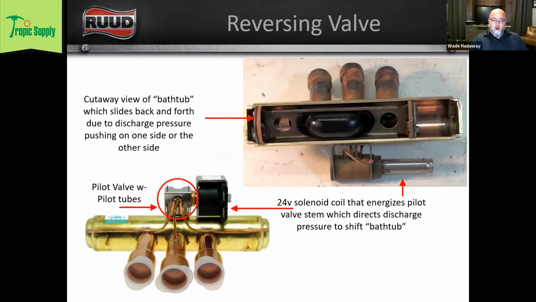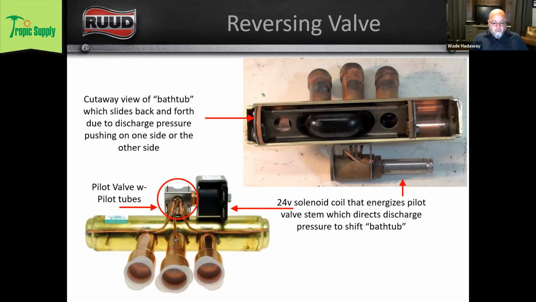You can sort of see that little dome that goes between the common suction, and I've got some other drawings of it. That's referred to as the bathtub, and that slides back and forth, and it either creates sort of an elbow or a loop between the center, which is, like I said, the common suction line, and either the right or the left. And depending on what mode it's in, that's going to be diverting or changing the flow of the refrigerant to either go to the indoor coil, or from the indoor coil, or from the outdoor coil.